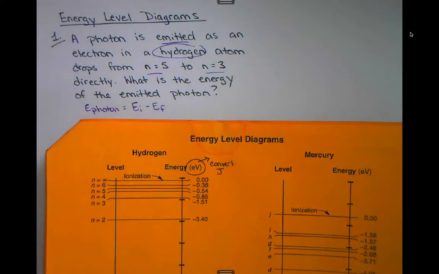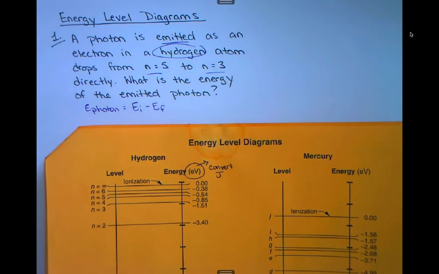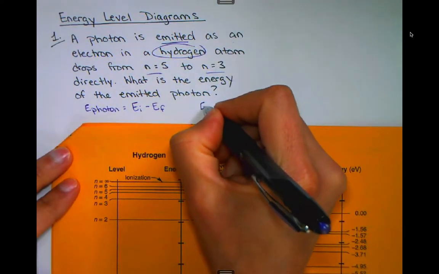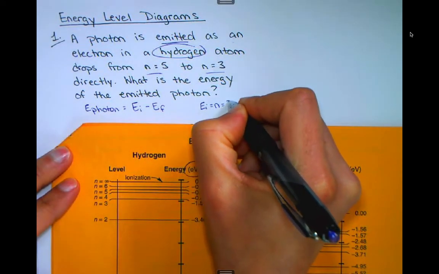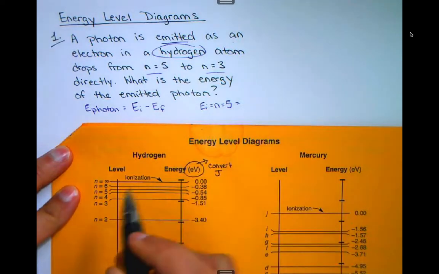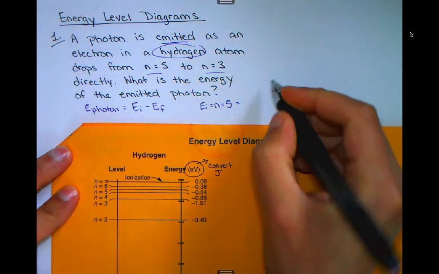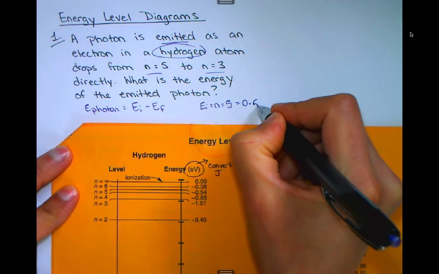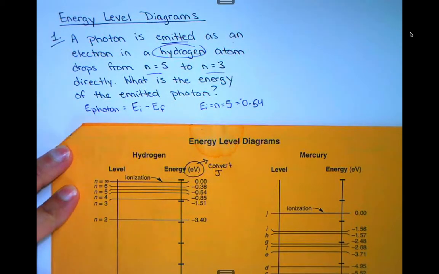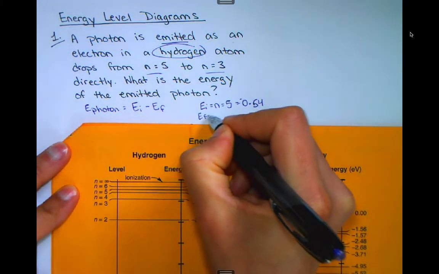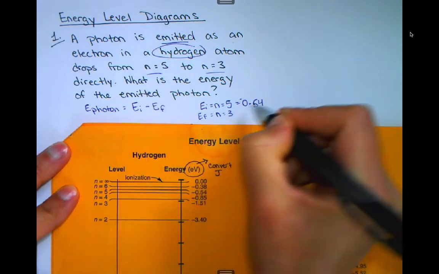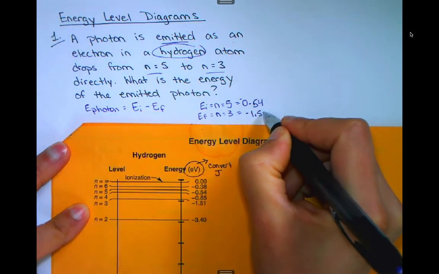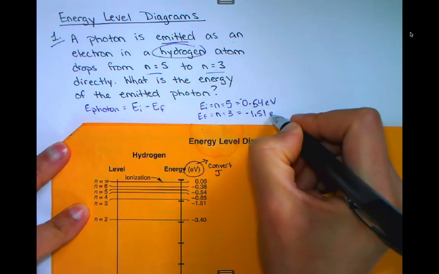So we're going from n equals 5 to n equals 3. So I'm just going to write those values down. So my initial energy is in n equals 5, which is equal to, here's n equals 5, negative 0.54. It's a negative value. Right? And my final energy, we're in n equals 3, and this will be equal to negative 1.51, right, electron volts.